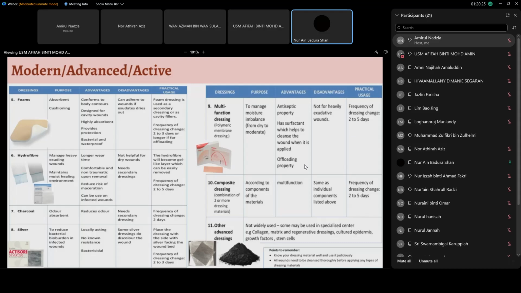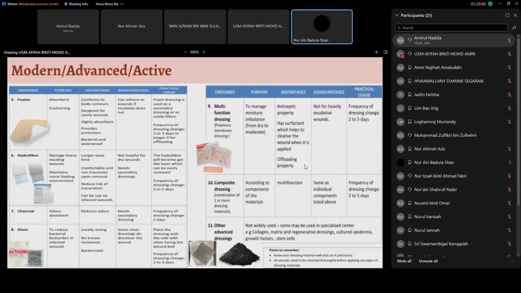Next, silver, which is used to reduce bacterial bioburden in infected wounds. However, this one is not used frequently, because some silver dressings can discolor the wound.